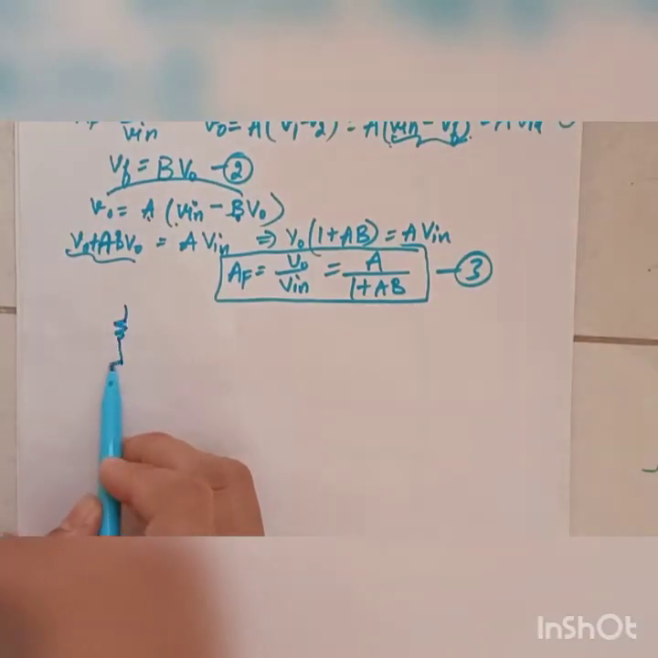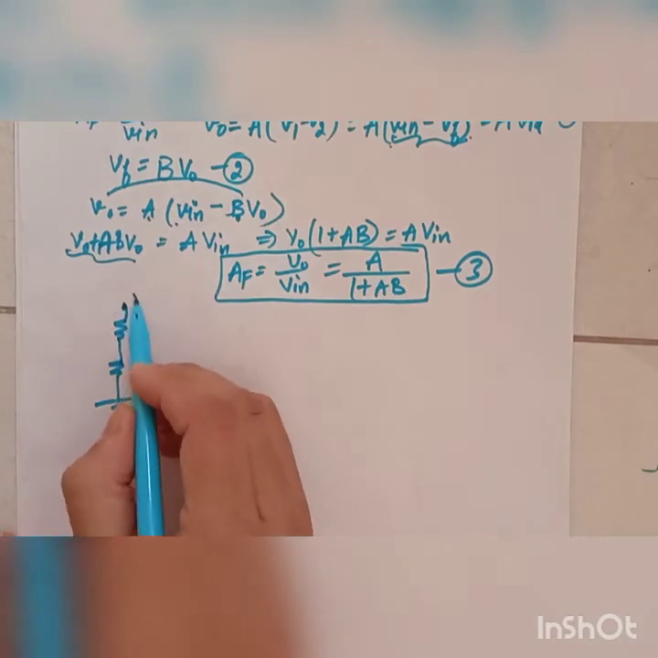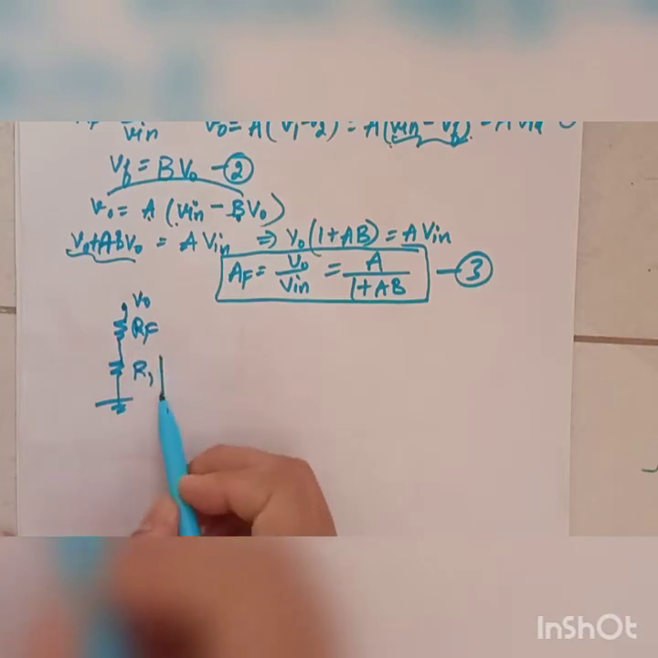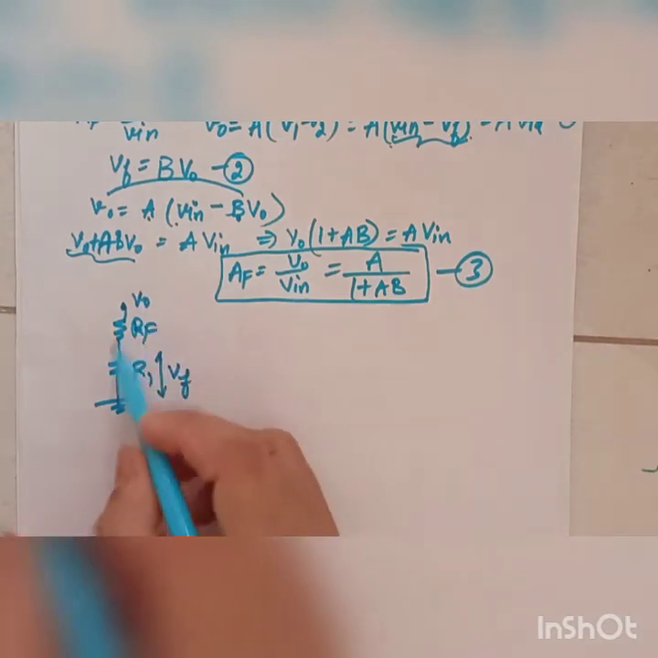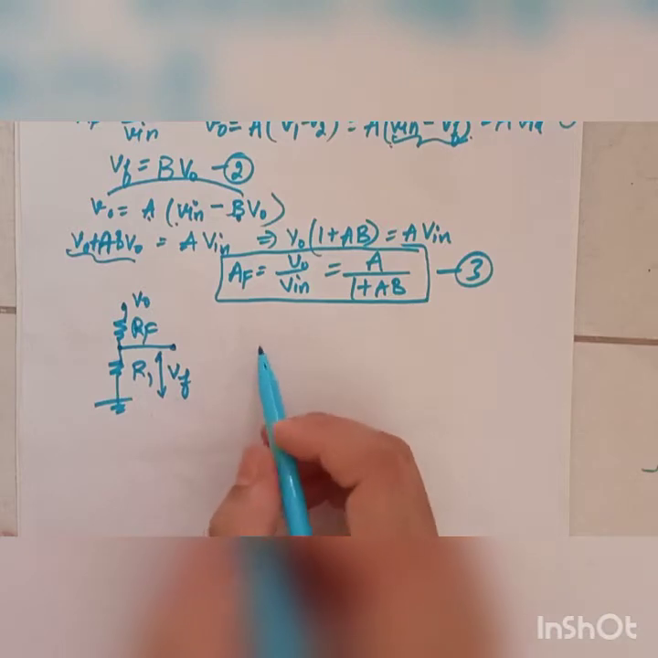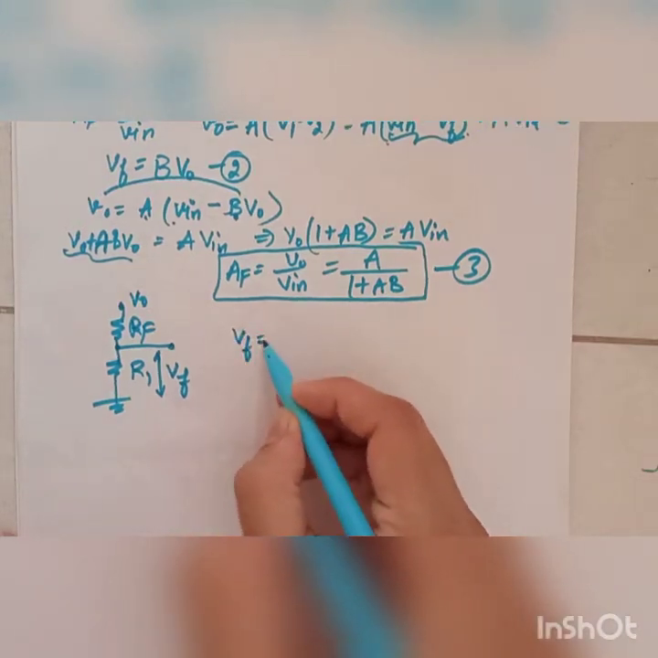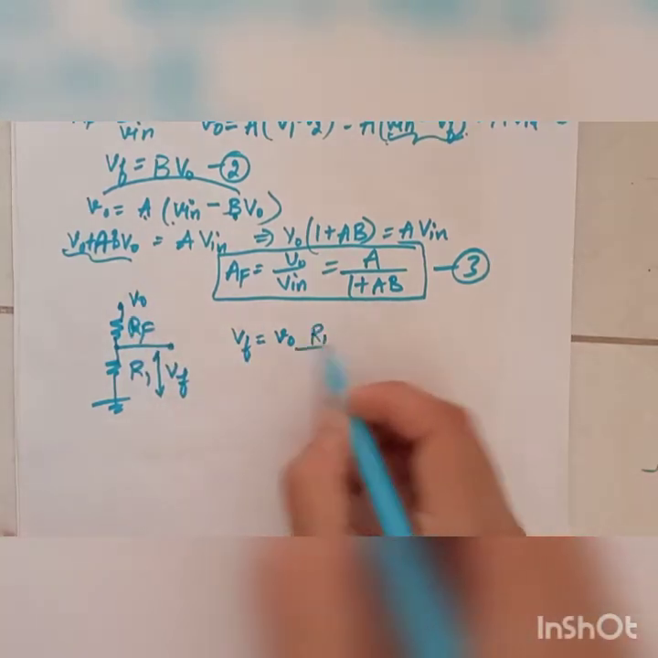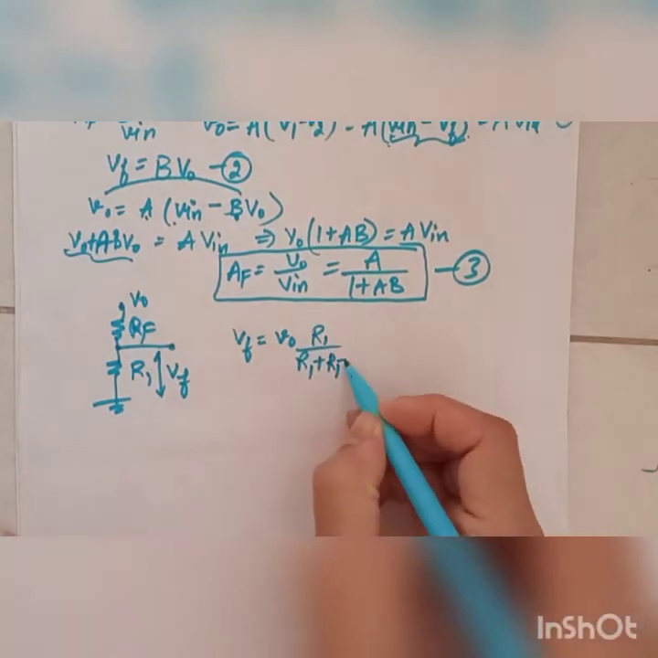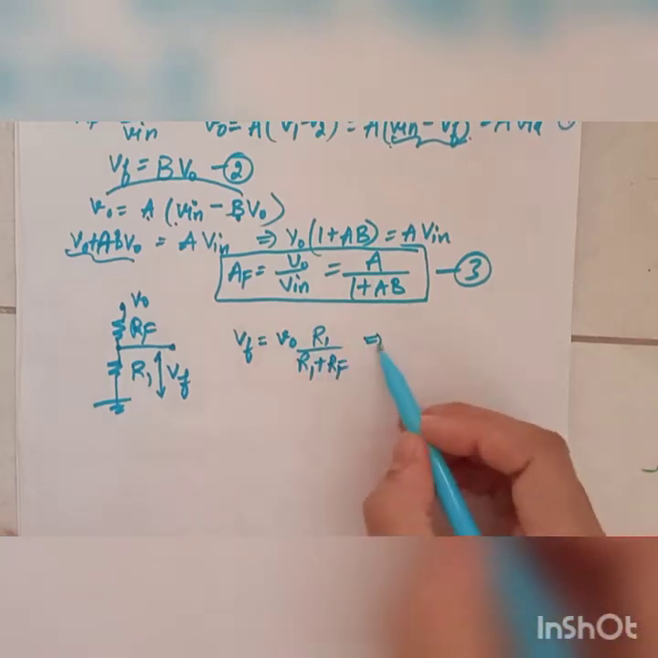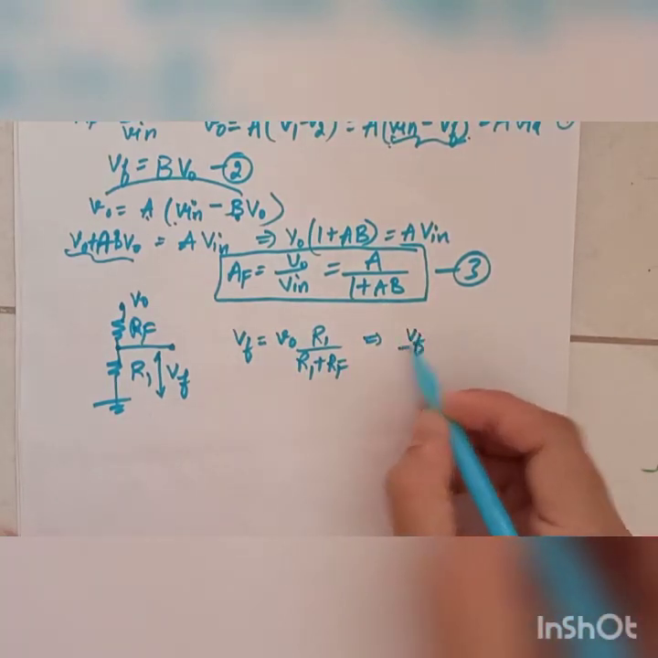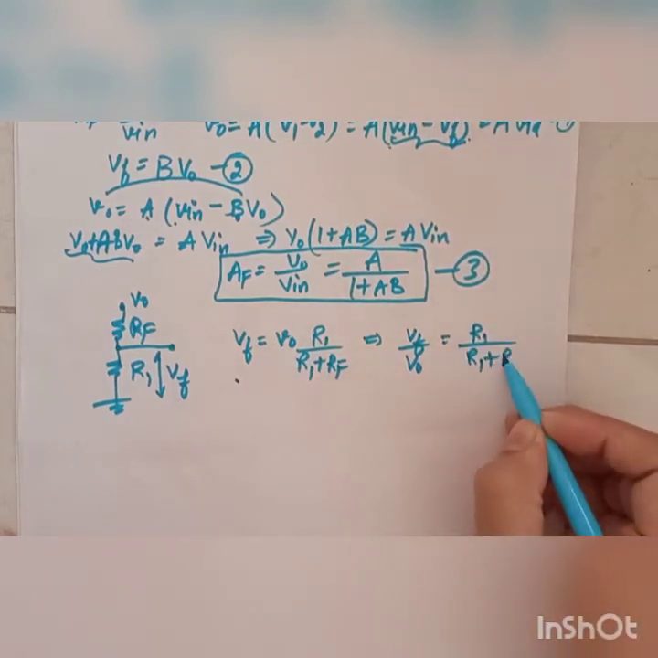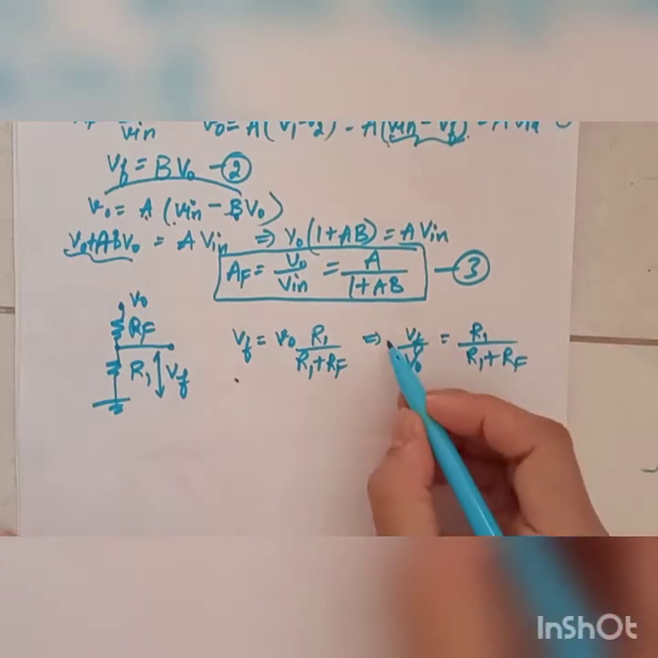So I have drawn here RF and R1, and this voltage here is V0. Voltage across R1 is nothing but VF. So we will apply the voltage divider rule here. Using voltage divider I can write VF is equal to V0, the supply voltage is V0, times R1 divided by R1 plus RF. Now if you calculate VF by V0 from here, it is R1 over R1 plus RF, and this VF by V0 is nothing but B.